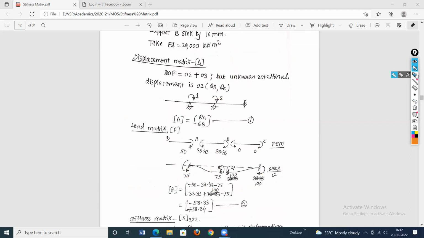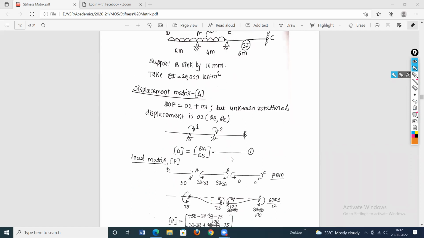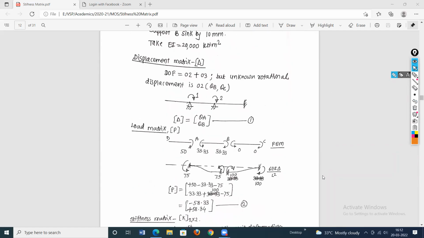Then go for the next matrix. It is called the load matrix. Now to calculate the load matrix, calculate the fixed end moments, the restraining moments at the ends of the span due to the loading. Now here there are 2 parts. Restraining moments are because of 2 things. First is the restraining moments because of the sinking of the support. Support B sinks by 10 millimeter. Because of that, some restraining moments will develop at the ends. And second, additionally, because of the gravity loading, there will be end moments at the ends.